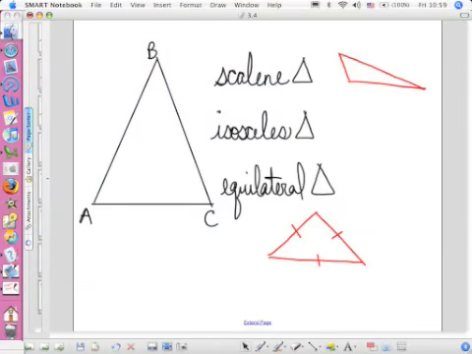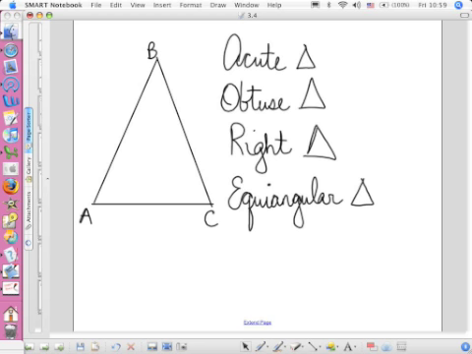We had scalene, no equal sides; isosceles, at least 2 equal sides; equilateral, all 3 sides equal. We had acute, 3 acute angles; obtuse, 1 obtuse angle. What do you think the other 2 angles are going to be? Acute. Acute, very good. Right triangle has 1 right angle.